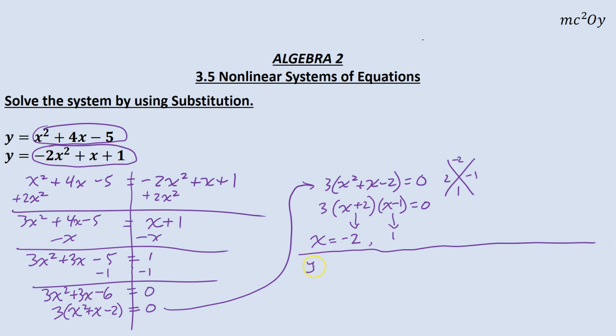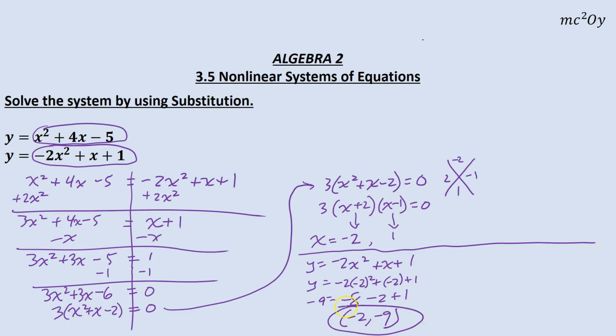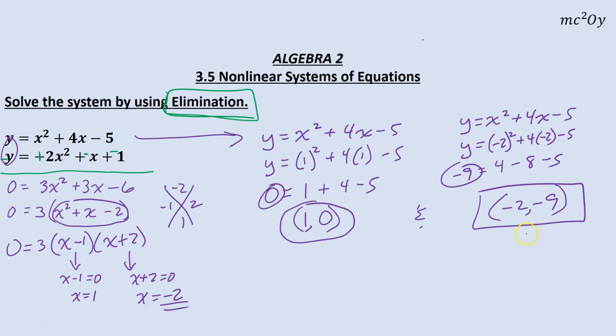So if I go y equals negative 2x squared plus x plus 1, I put negative 2 in first. So y equals negative 2 times negative 2 squared plus negative 2 plus 1. Negative 2 squared is positive 4, times negative 2 is negative 8, minus 2 plus 1. That's negative 10 plus 1, or negative 9. So I have an input of negative 2 and an output of negative 9. That is one of my solutions. That matches this solution right here.